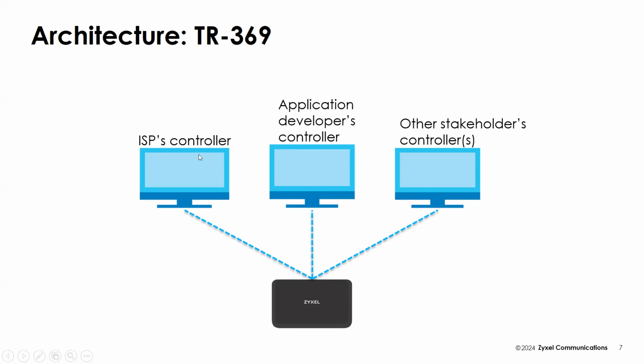Okay, and with this architecture of TR369, an ISP can manage most or all of the features on the CPE devices with different controllers, depending on their needs. And if there are some third-party applications that need to be managed directly by the third-party vendor, it's also doable with this protocol, because they can directly connect their controller to our CPE devices, like this topology.